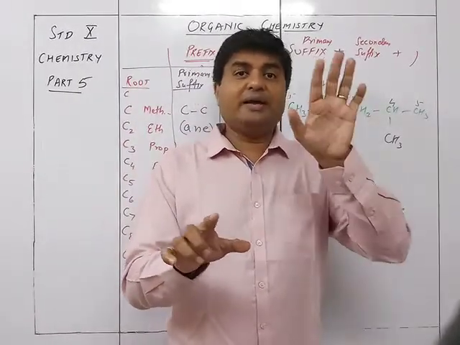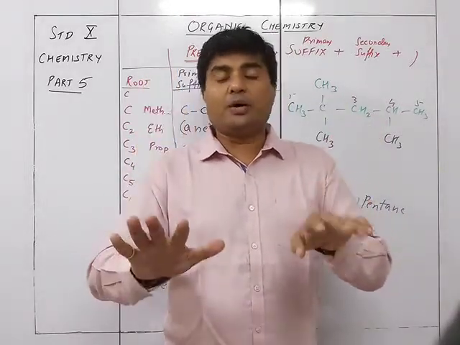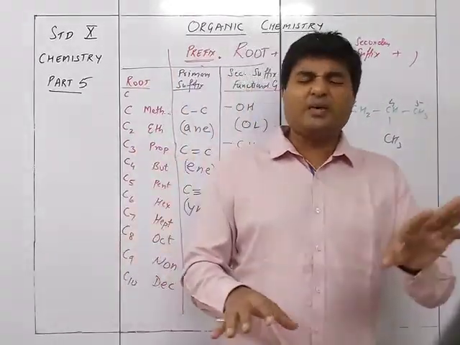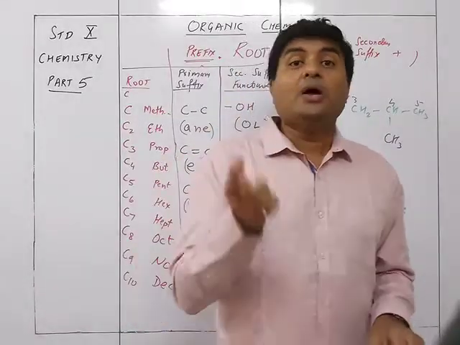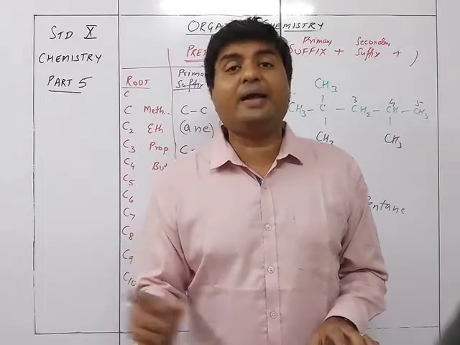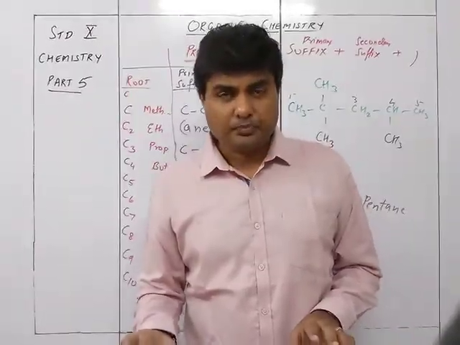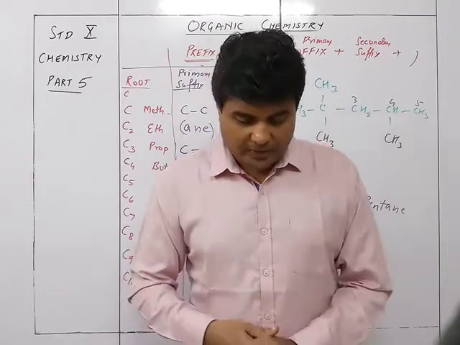So if there is an ethyl and a methyl, then the methyl gets a lower number and the ethyl will get a higher number. But while writing, you are going to write it in alphabetical order. That's why ethyl will come first and methyl will come next. This is very important.